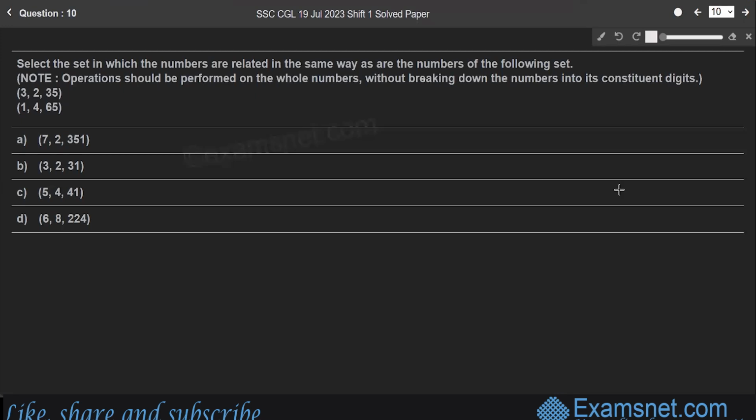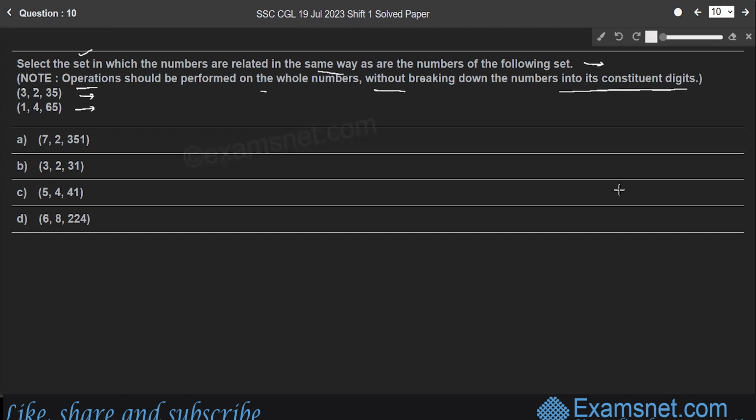Question number 10. Select the set in which the numbers are related in the same way as are the numbers of the following set. Here is a note. Operation should be performed on the whole numbers without breaking down the numbers into its constituent digits. So here are 2 sets given, right? So in first set, the numbers are 3, 2 and 35.